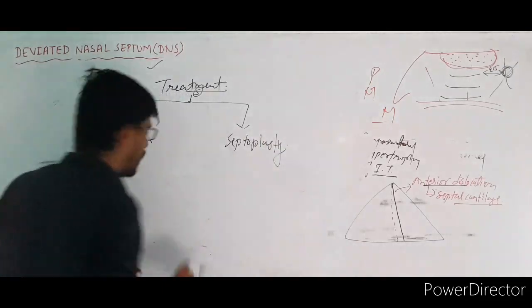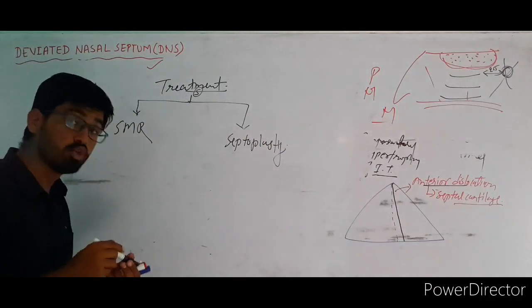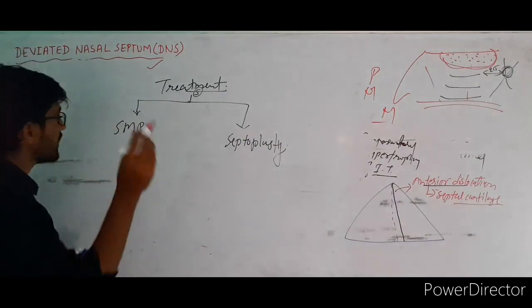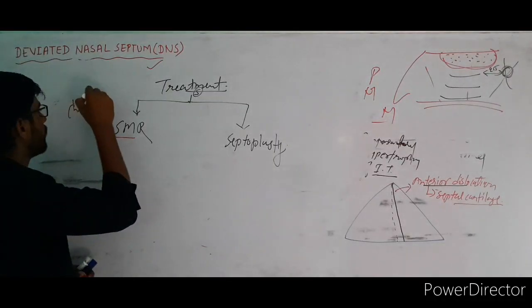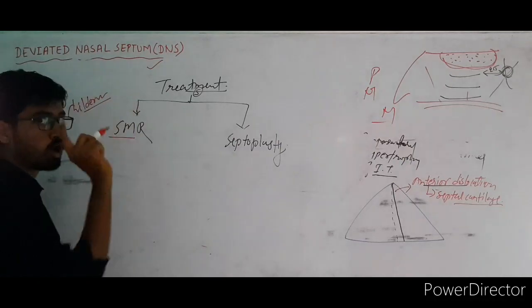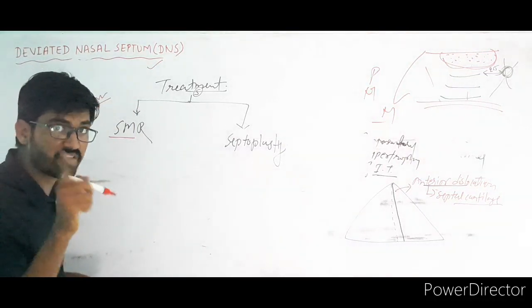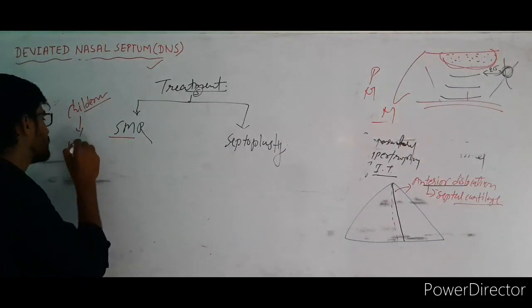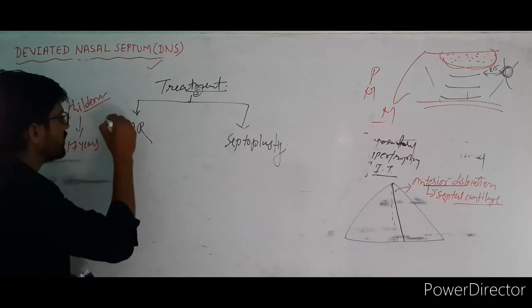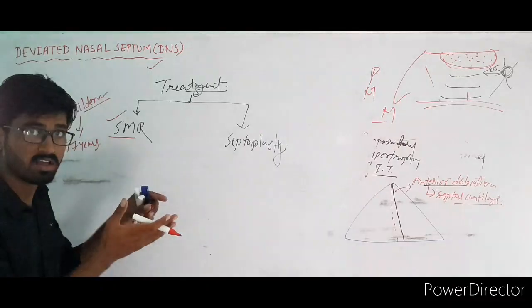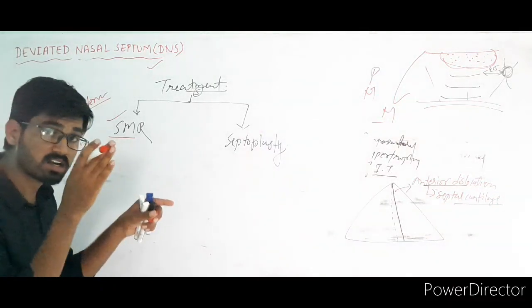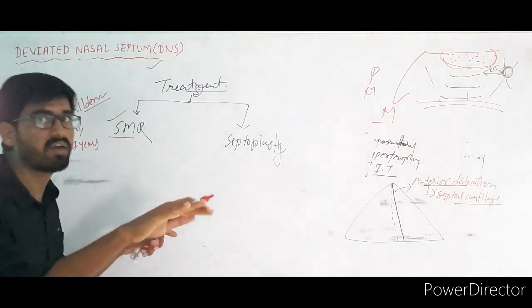One thing you must remember, what is that? In children, you should not operate before the age of 17 years in case of SMR. Why? Because the nasal septum is developing up to the age of 17 years.